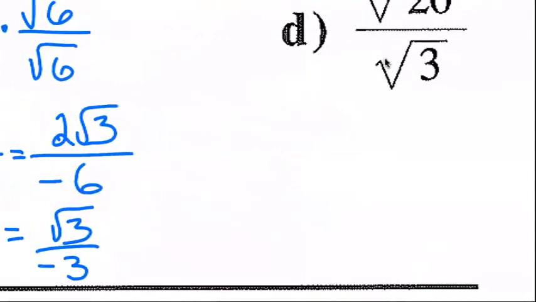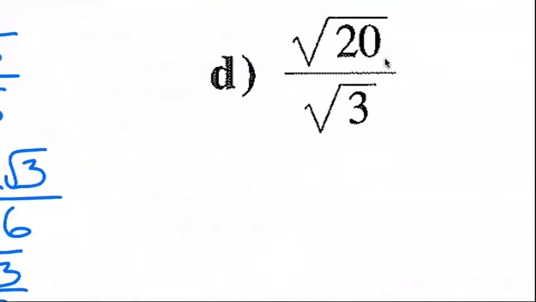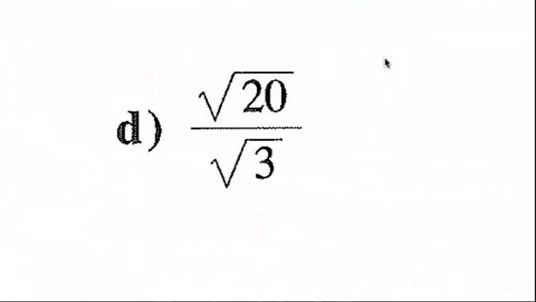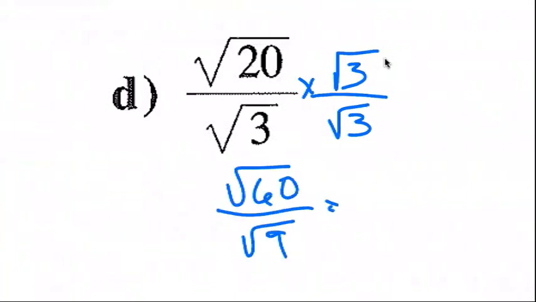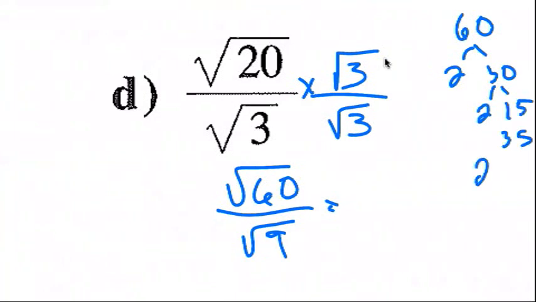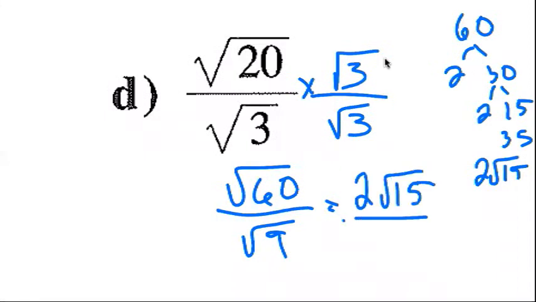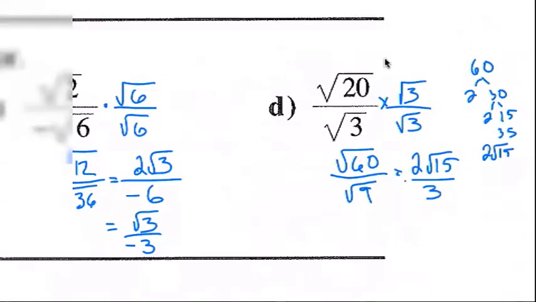And D. Square root 20 over 3. I'm going to rationalize the denominator. I'm going to multiply by square root 3 over square root 3. This is going to turn into square root 60 over square root 9. Well, square root 60. 60, 2 times 30, 2 times 15, 3 times 5. So it's 2 square root 15 all over 3. And in this case, you're done. There's no reducing. Nothing else needs to be done.